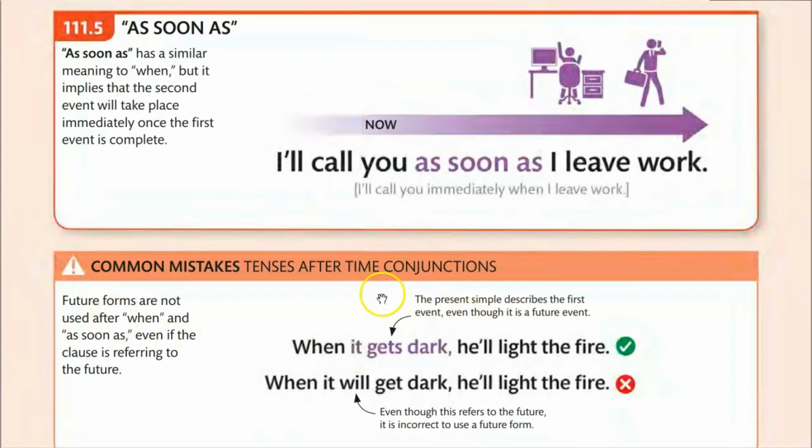So that is it. Let's look at common mistakes: tenses after time conjunctions. Future forms are not used after when and as soon as, even if the clause is referring to the future. Look at this. It is when it gets dark, present, it will light the fire. Not when it will get dark, it will light the fire. No. Even though when it gets dark is referring to the future, it is incorrect to use the future form. And this makes me remember that when you read on future tense, you can check our video on future tense on this platform.